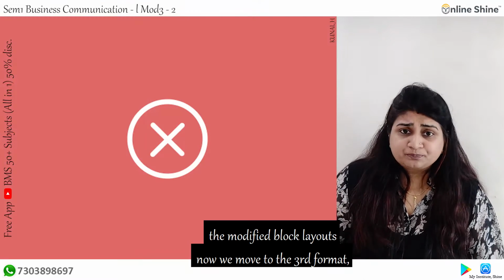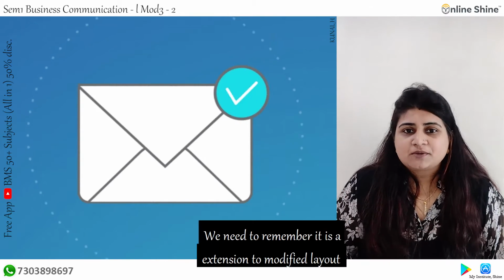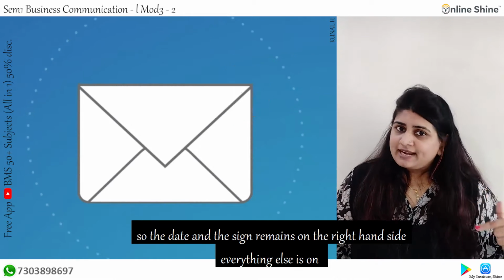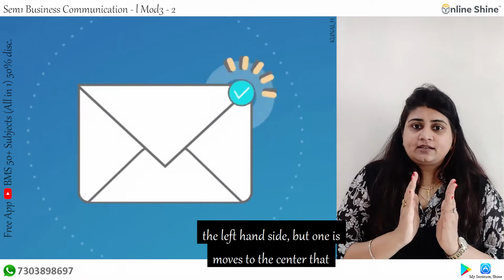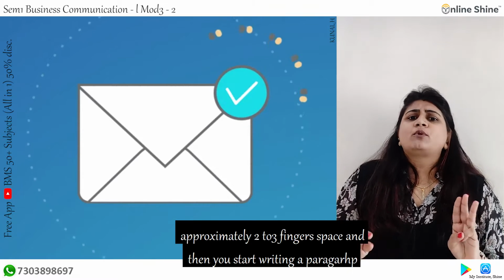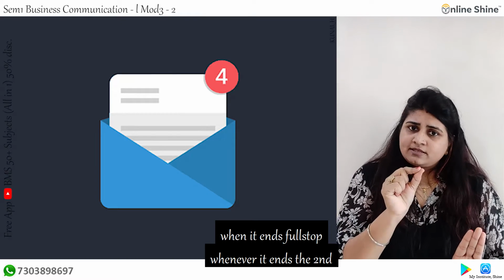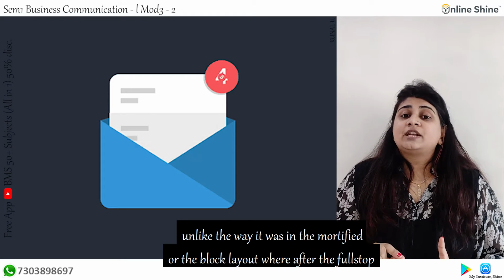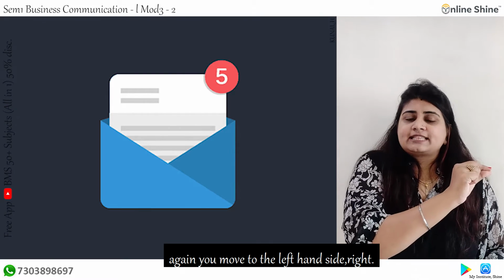And now we move to the third format, which is the semi-block layout. A way to remember it is that it is an extension of the modified layout. So the date and the signature remain on the right hand side. Everything else is on the left hand side, but one thing moves to the center, that is the body. So when you start writing your letter, you leave approximately 2 to 3 fingers space, and then you start writing your paragraphs. When it ends, at the full stop, the second paragraph will start from the same indentation, unlike in the modified or full block layout, where after the full stop, again you move to the left hand side.